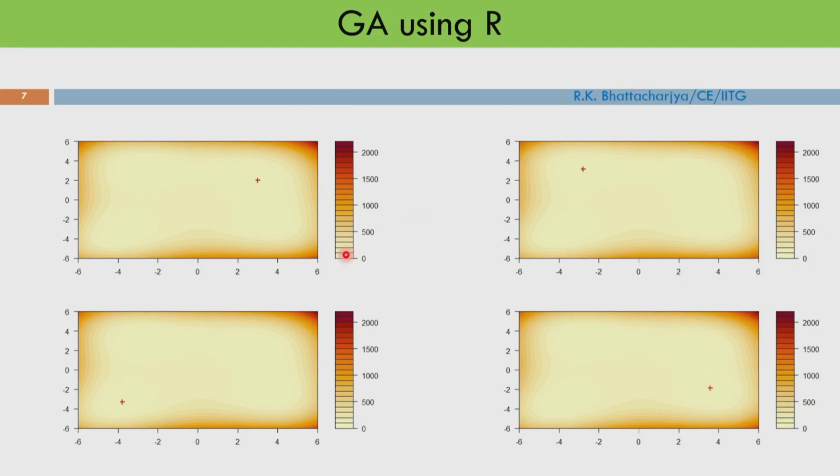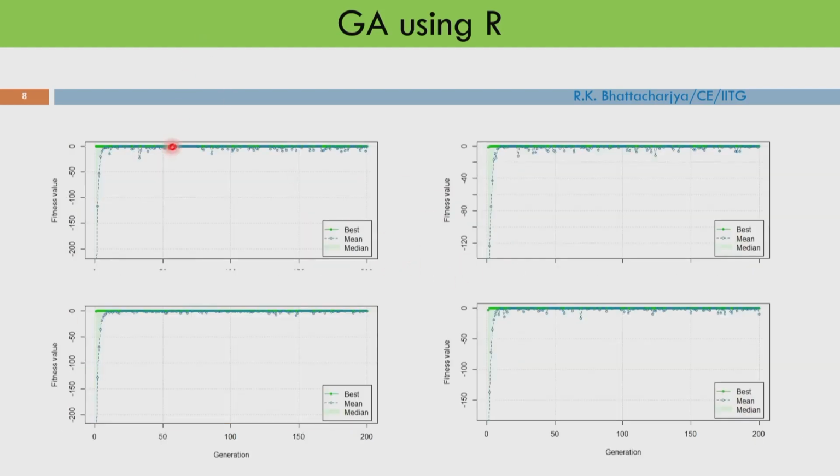So, this is the solution obtained using genetic algorithm, and I have also shown here the fitness versus generation curve. You can see that genetic algorithm is so powerful that it can reach the optimal solution after a few iterations, here maybe after 10-15 iterations. So, genetic algorithm is converging to one of the optimal solutions.